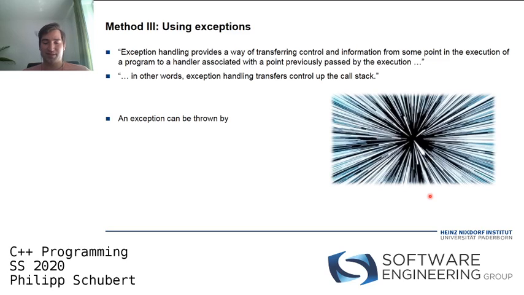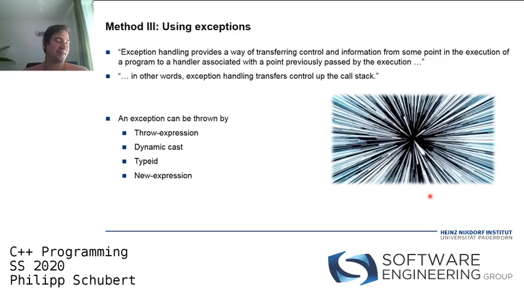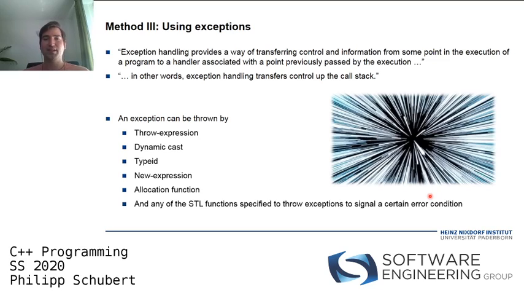Please be aware of the terminology. In computer programming, you say that an exception is thrown. Whenever you hit an error condition, or something goes wrong, you say that you throw an exception, like a ball. An exception can be thrown by a throw expression. If a dynamic cast fails, or if typeid can't give you type information, then also an exception is thrown. New expressions can also throw exceptions. Some guy already observed it, there was a question on the Panda system where some guy encountered a bad_alloc exception. That's essentially if the new operator couldn't do its job for whatever reasons. The allocation functions, that's pretty much new and delete. And also any of the STL functions specified to throw exceptions to signal a certain error condition.